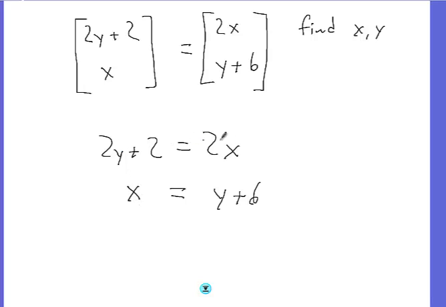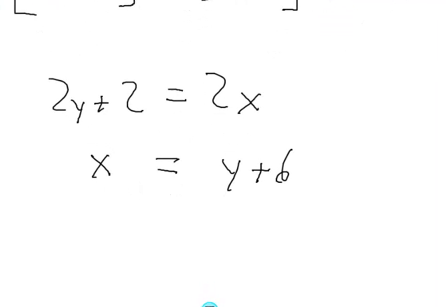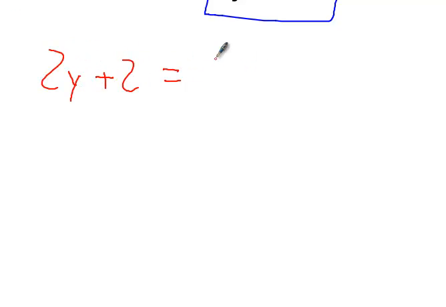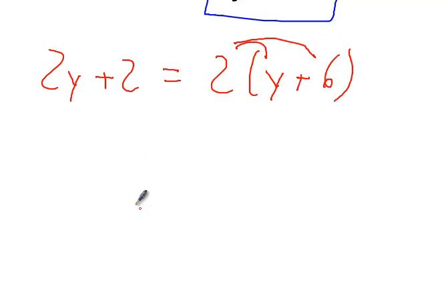We know that 2y plus 2 is equal to 2x, but we also know that x equals y plus 6. Well, look at that. That makes our life pretty easy. Because we can just substitute y plus 6 into the first equation, and you're going to get 2y plus 2 is equal to 2 times y plus 6. This is why we never forget past stuff in math class, because it all adds up.